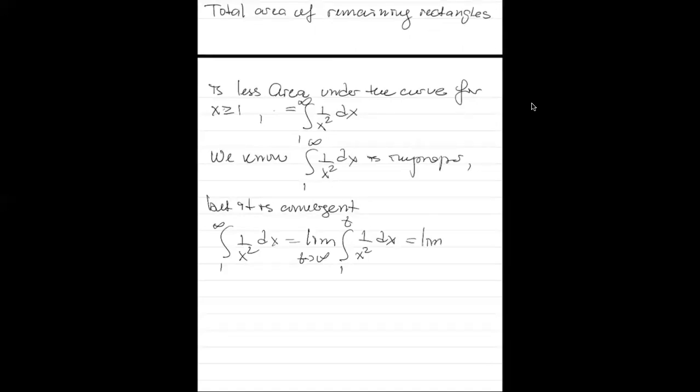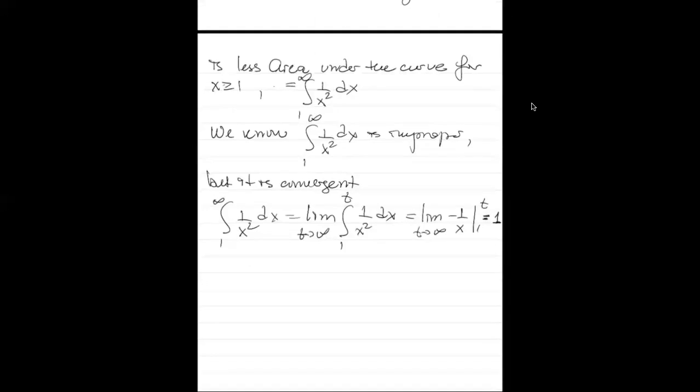This is the limit. Think about x to the negative 2, the antiderivative is negative 1 over x, from 1 to t, and t goes to infinity. So evaluate this, and you get exactly 1. So this integral is convergent, and it's equal to 1.